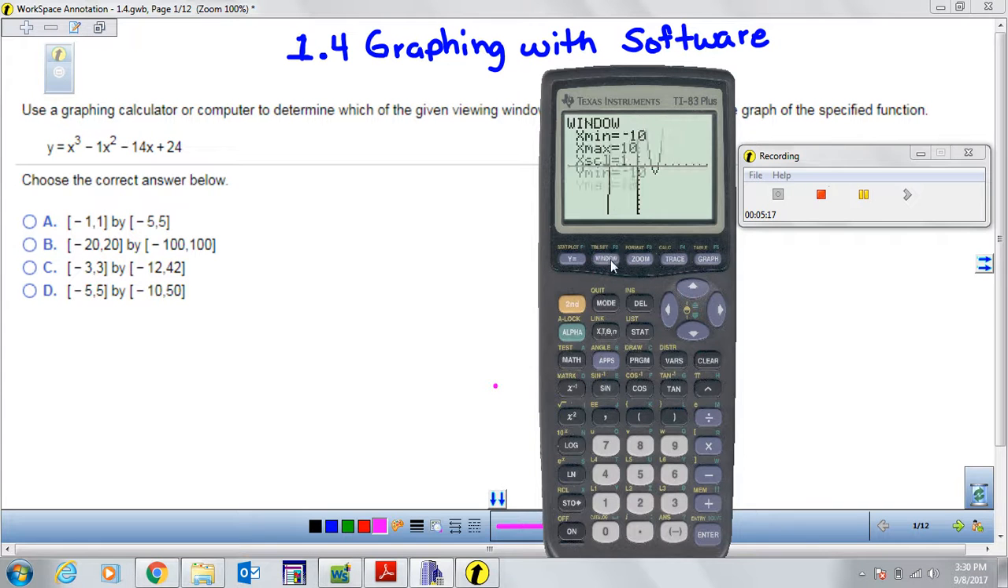So you go to the window, and let's try the domain that we set. For the x minimum, you put -5. For the x maximum, you put 5. That's saying I want to see the x-axis on the left side starting at -5, and on the right side ending at +5. Then we switch to the y minimum, which would be -10, and the y maximum would be 50. We graph.